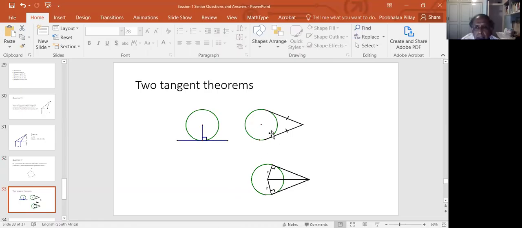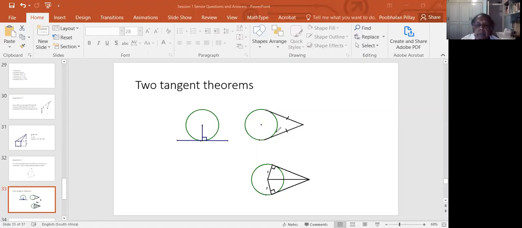There are two important tangent theorems. In fact, there are three tangent theorems, but for the time being, we will look at two of these theorems. The one theorem says that if you take a tangent, it touches a circle at exactly one point, and if you take that point and join it to the center, that line is always perpendicular to the tangent. That's the first result on tangents. And the other result is that if you've got a point outside a circle, then you can draw two tangents. It turns out these two tangents are always equal in length.